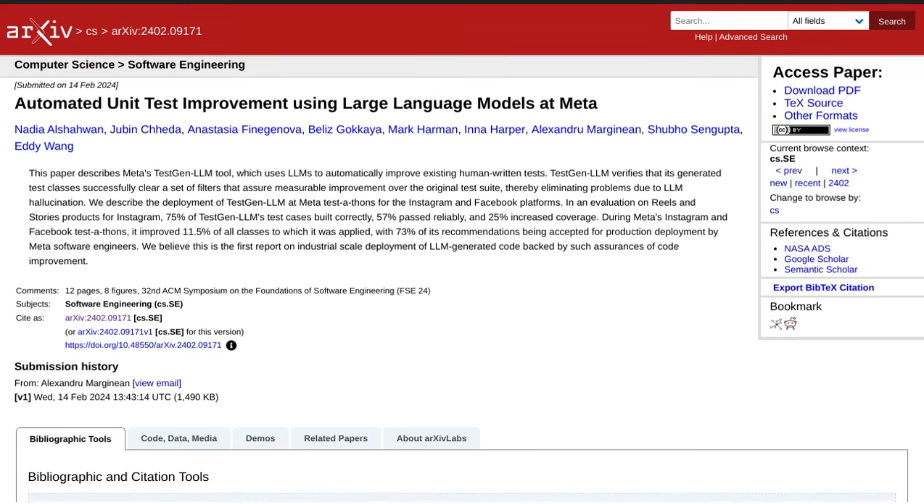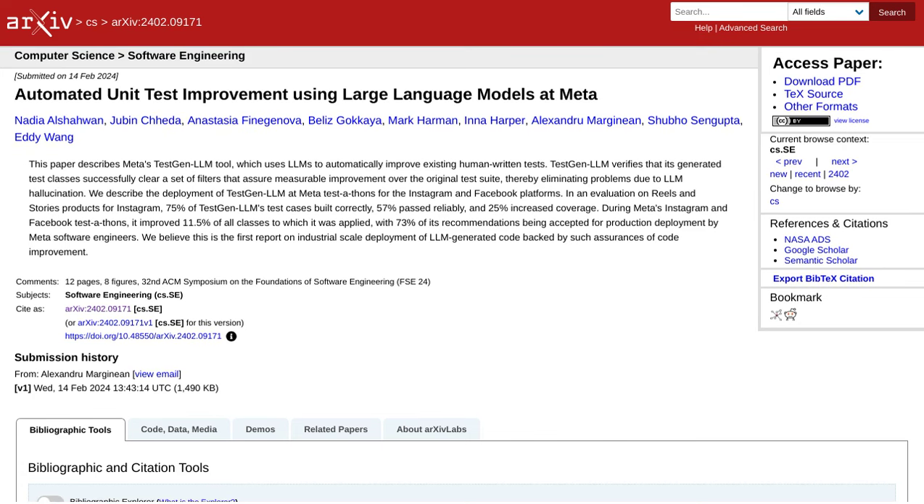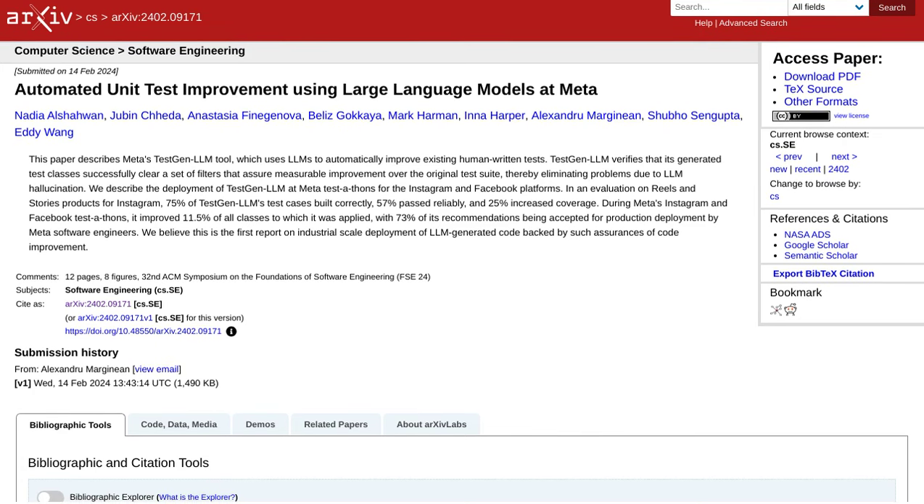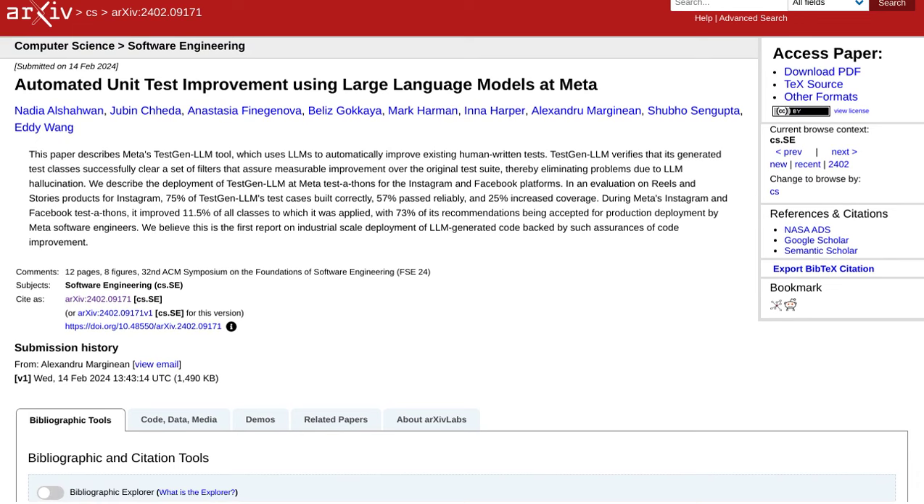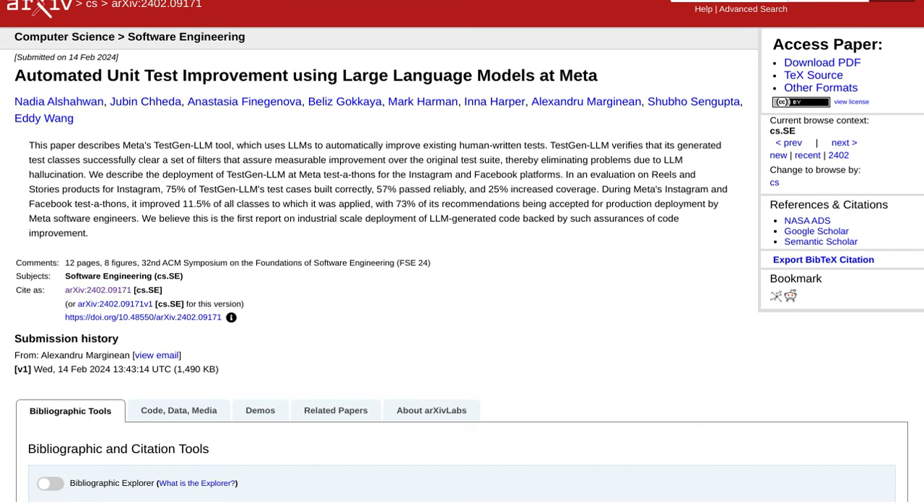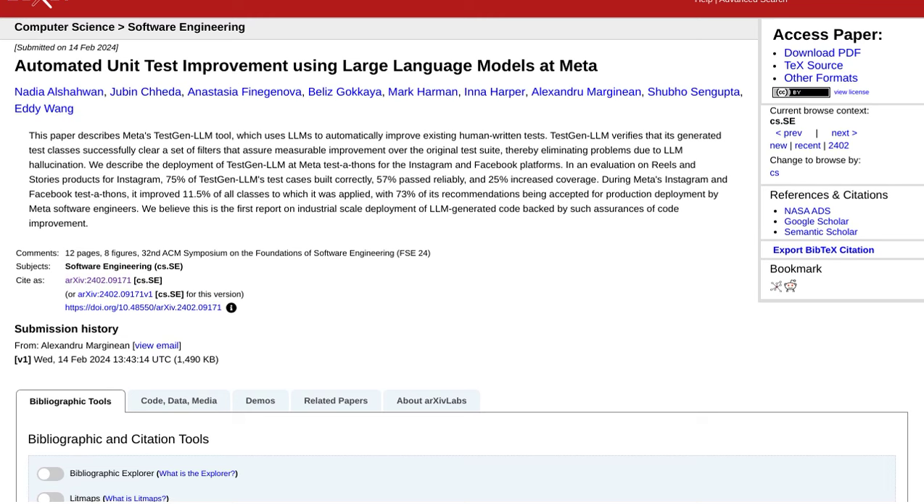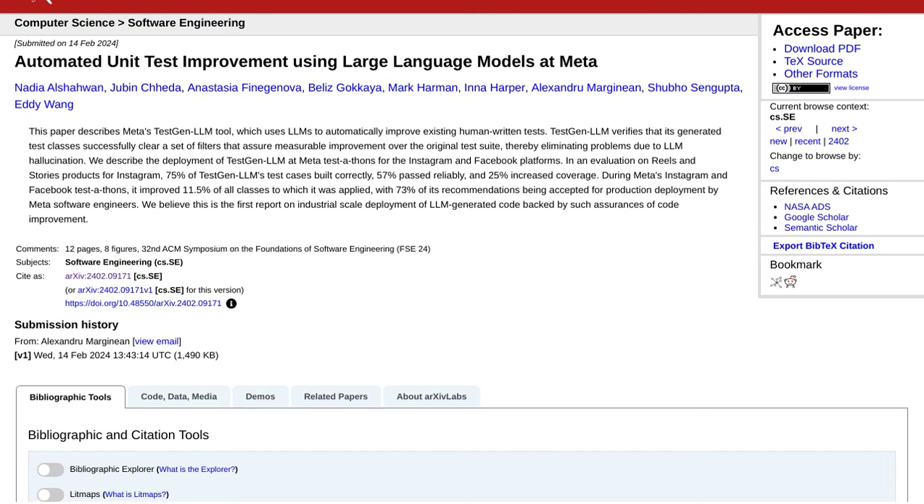Meta, the brains behind TestGen-LLM, recently deployed this tool at their testathons for Instagram and Facebook platforms. And the results? Astounding. The tool not only boosted test coverage, but also gained acceptance from software engineers. But hold on, what's all the fuss about test coverage?